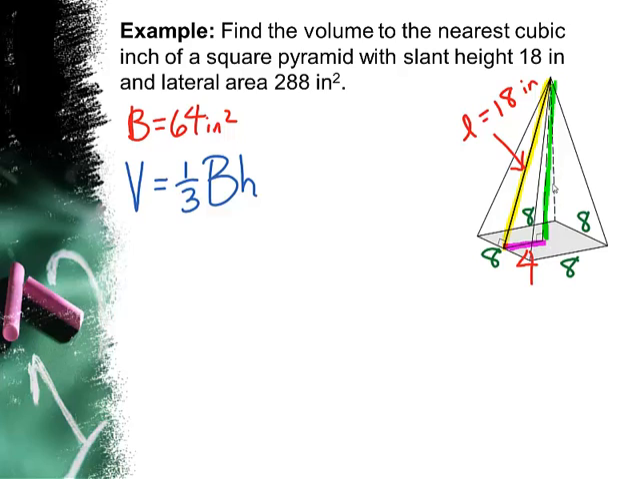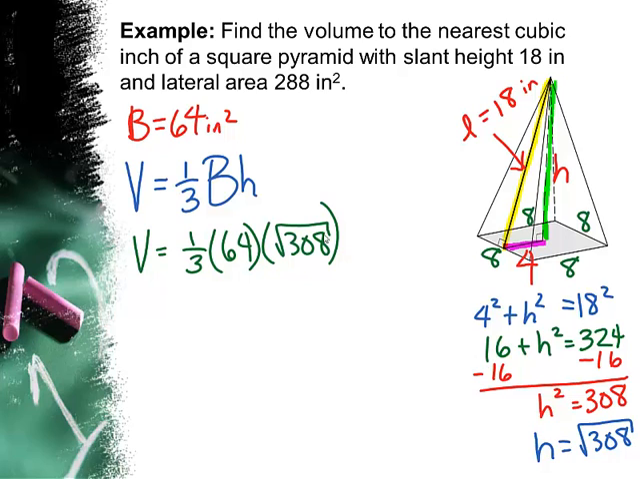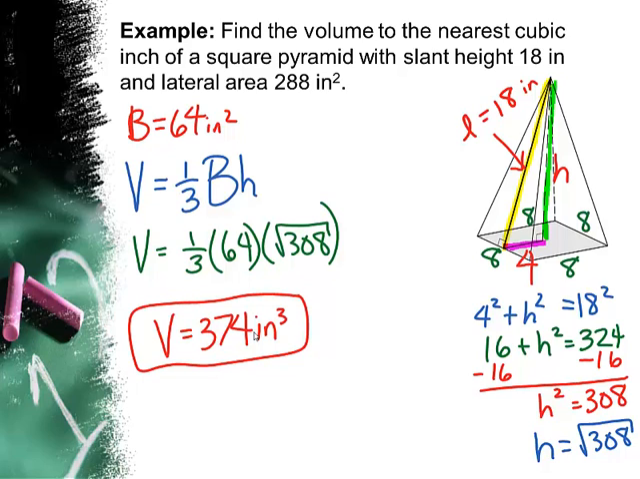Well, I'm still trying to find the height, so I can actually use Pythagorean theorem because there's a right triangle here with 18, 4, and h. Substituting in, 4 squared plus h squared equals 18 squared. Squaring both numbers and then subtracting from both sides, I get h squared equals 308. Take the square root. H is the square root of 308. So then I just substitute in the height. I already had the area. Get my calculator out, and if I round to the nearest whole inch, I get 374 inches cubed.